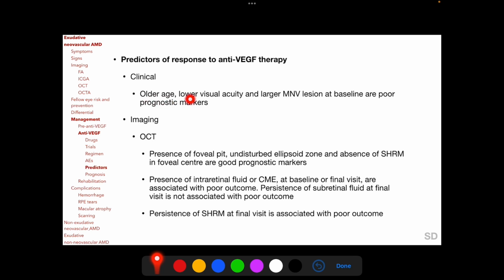Older age, lower baseline visual acuity, and larger MNV lesions at baseline are poor prognostic markers of response to anti-VEGF therapy, and presence of foveal pit, an undisturbed ellipsoid zone, and absence of SHRM in the foveal center are good prognostic markers. Presence of intraretinal fluid or cystoid macular edema at baseline or final visit are associated with poor outcome, but persistence of subretinal fluid, as we have discussed, at final visit is not associated with a poor visual outcome.